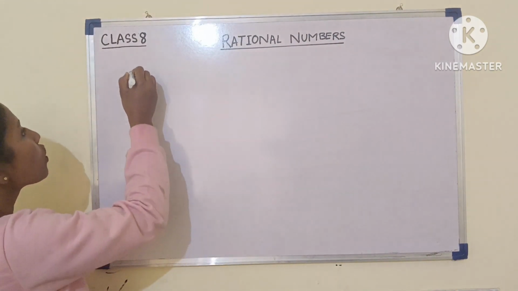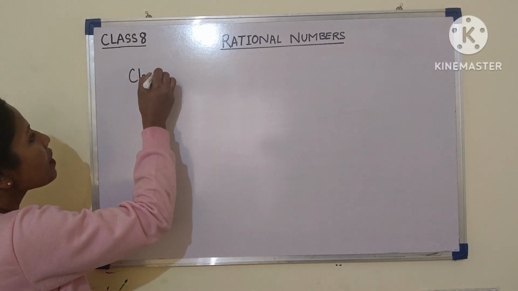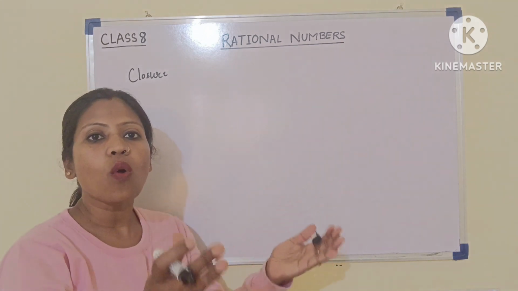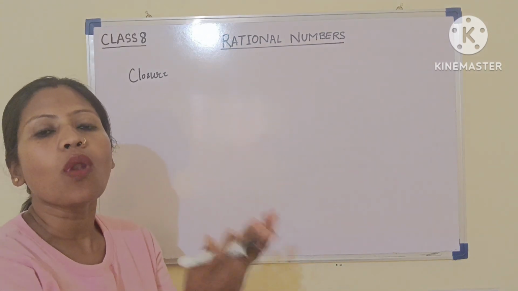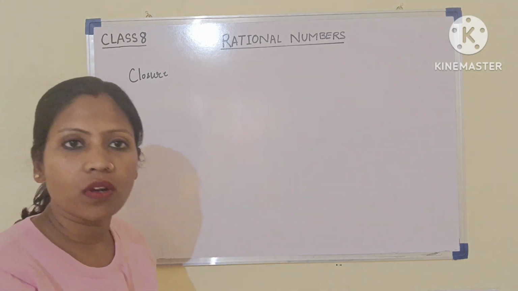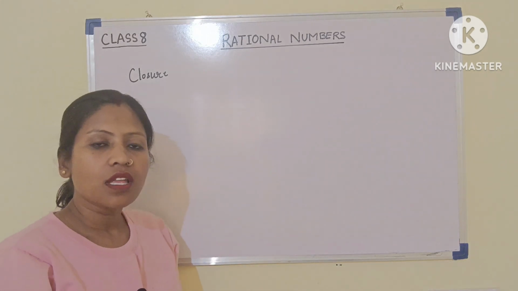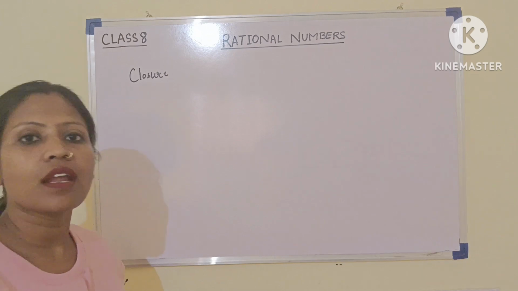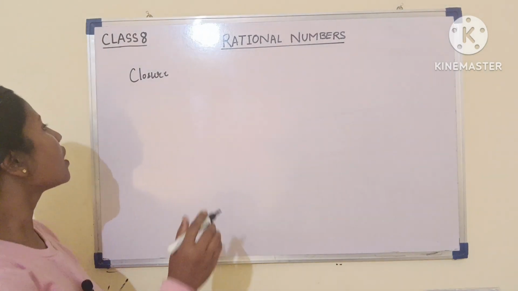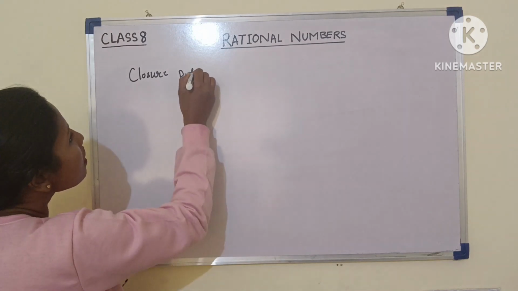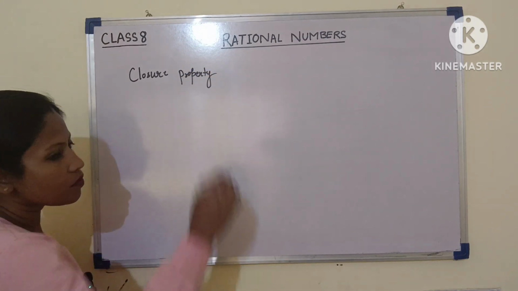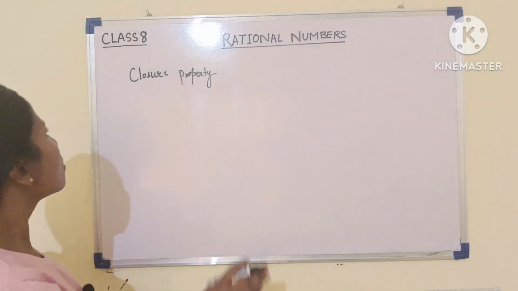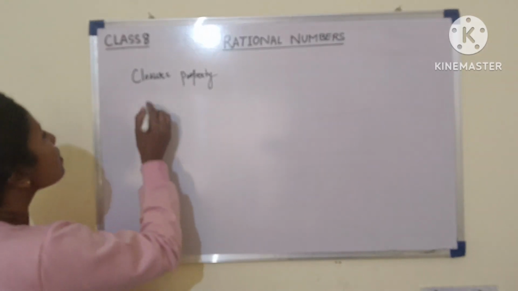First I'll start with the closure property. Closure property means if you are adding two whole numbers, then is the result a whole number or not? That is, is it closed under whole numbers or not? If you are adding two natural numbers, is the result a natural number or not? So let's start with the closure property and we'll see it for each of the numbers: natural numbers, whole numbers, rational numbers and integers. First we will see it for addition.